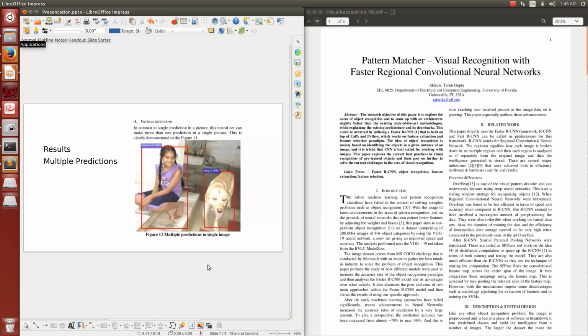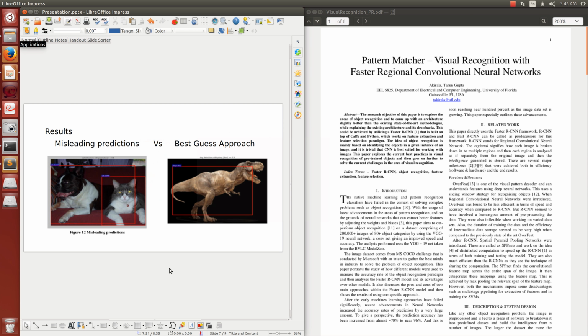This pattern matcher has the capability of detecting multiple objects in a single image. In this case, it detected this specific object as a person with a probability of 99%, and then this specific object as a dog with 99.2%. So in contrast to single prediction in many neural networks, this has the ability to predict multiple objects in a single image, thanks to the MCG proposals that we discussed earlier.